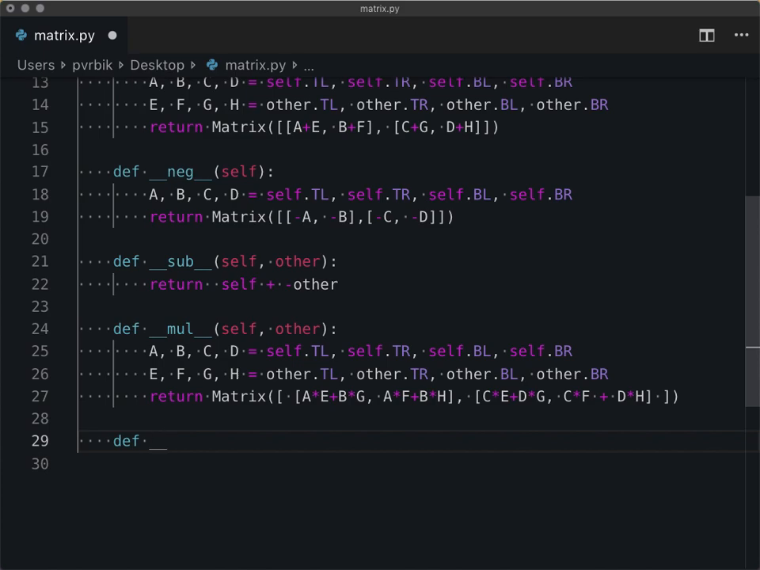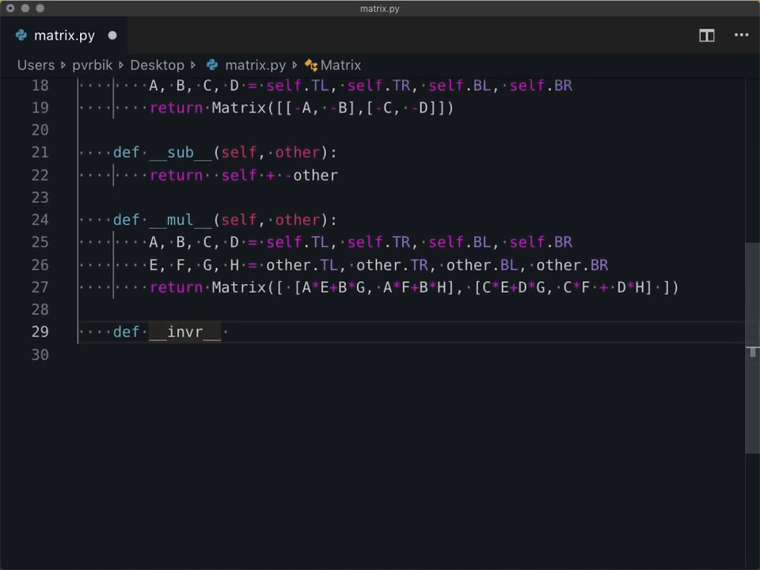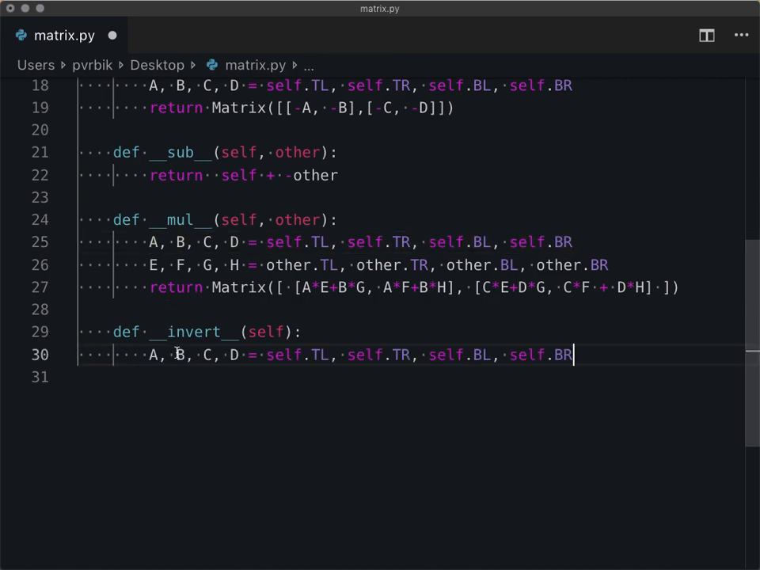What was the thing for inversion? Was it like this? Or no, it can't be that. Inverse? Invert? Someone! You guys are supposed to know this, right? What's the magic method for inversion? Invert? Thank you. And I need to take one thing, and now I need to return the inversion. Okay, I can totally do this.